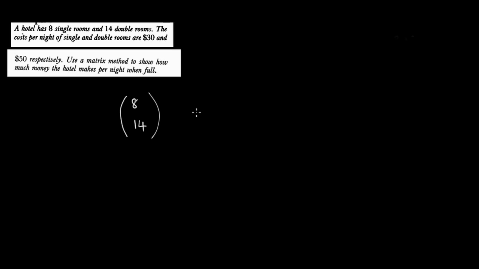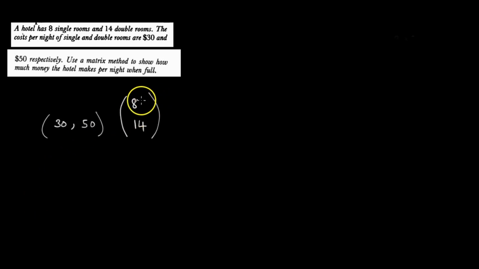Zvobva zvanzi, the costs per night of single and double rooms are $30 and $50 respectively. Saka a single room inoita $30, a double room ichita 50. We write this as a row matrix. Panozonzi use a matrix method to show how much money the hotel makes per night when full.